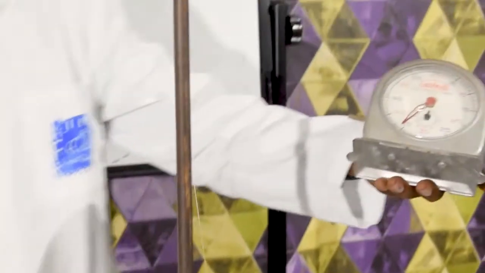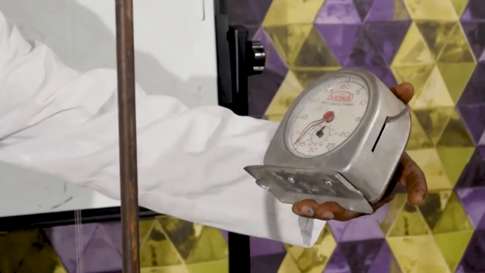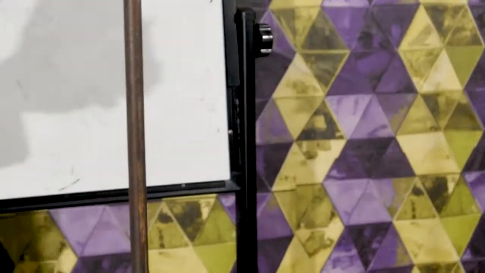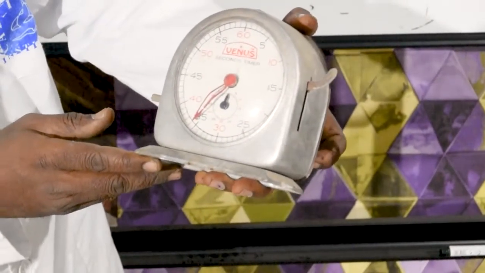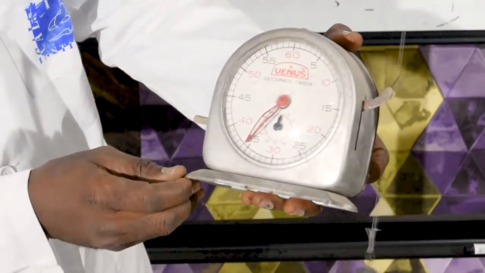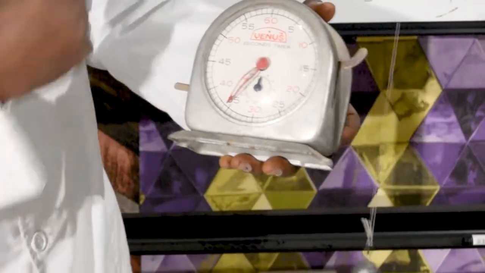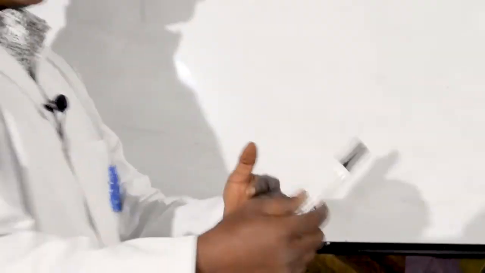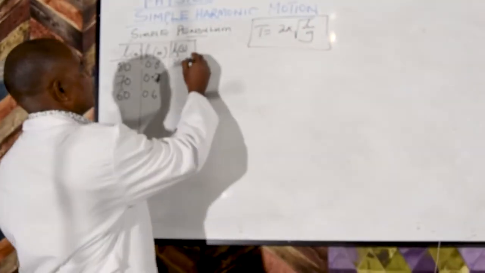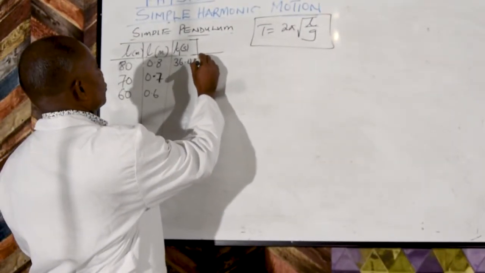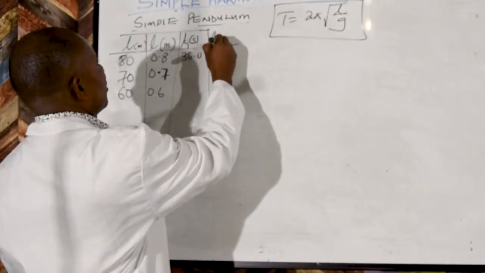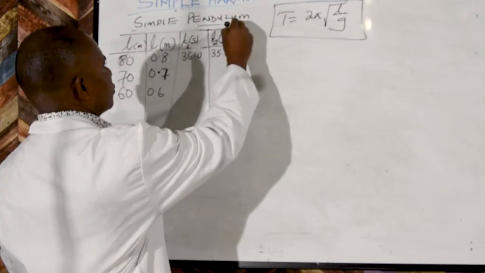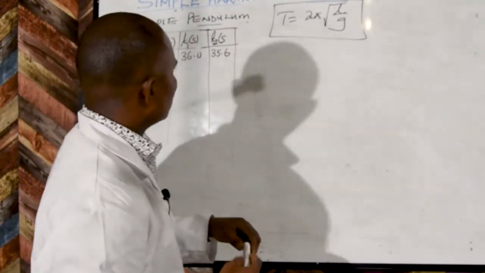So let's say it is between 35 and 36, just around 35 point something, closer to 36. You see, because of the reaction time, it's possible that you can have something like that. So this is 35.6. This is the second time. So I've got that for this reading.